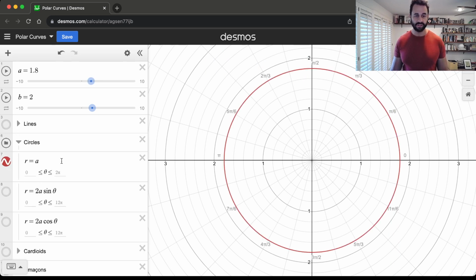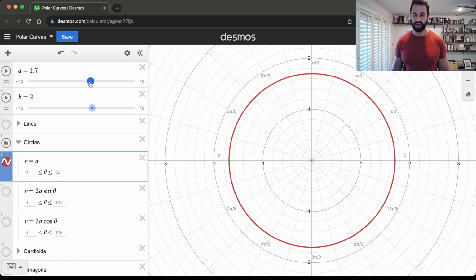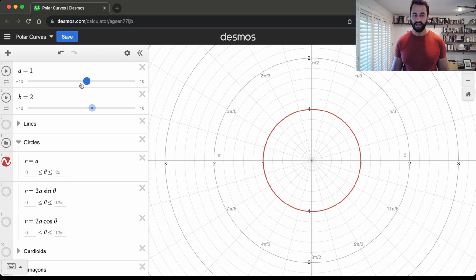So remember, circles are really, really easy to describe when you're centered at the origin. So here, r equals a. That's just a circle centered at the pole, or centered at the origin, with radius a. So in this case, our radius is 1.8. I could pull it in. Now our radius is 1. So this is a circle centered at the origin, radius 1.